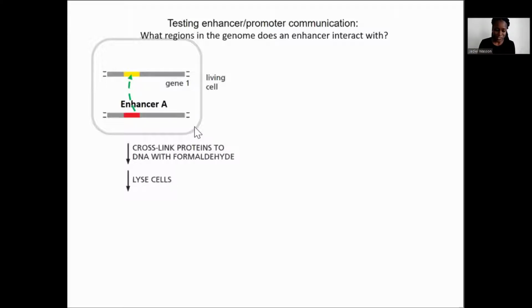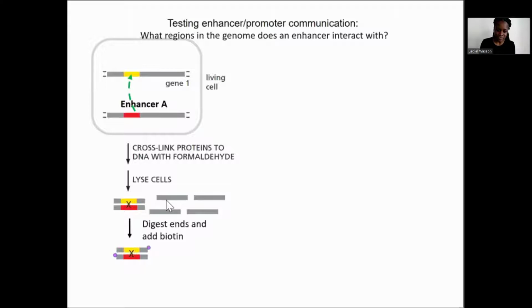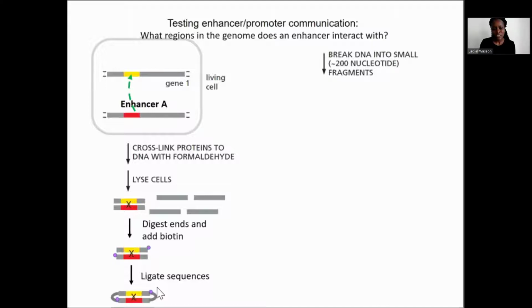So in a manner similar to a ChIP, you cross-link, you lyse cells. Well, you don't cross-link proteins, sorry. You cross-link the DNA, and then you lyse cells so that you have free fragments of DNA, and you also have pieces of DNA that were in close proximity to each other, cross-linked to each other. Next, what you would do is digest the ends and add a biotin label here. And then you would ligate the sequences together so you can form kind of like this loop sequence. Then you break your sequence down into DNA fragments and you pull down with streptavidin beads. So you're fishing out only the sequences that have been labeled here.